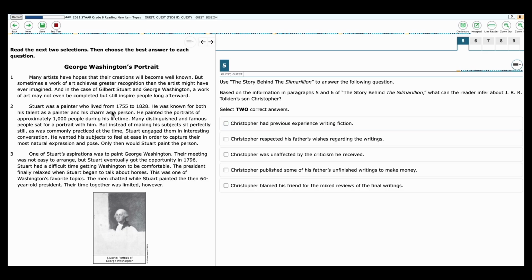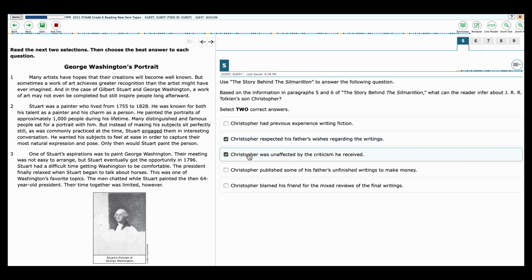So here it says Christopher had previous experience with fiction writing. And this is not correct. Christopher respected his father's wishes regarding the writings. That is correct. Christopher was unaffected by the criticism he received. That is also correct. Christopher published some of his father's unfinished writings to make money. That is incorrect. And Christopher blamed his friends for the mixed review of his final writings, and that's also incorrect. So here, these 2 answers are correct.